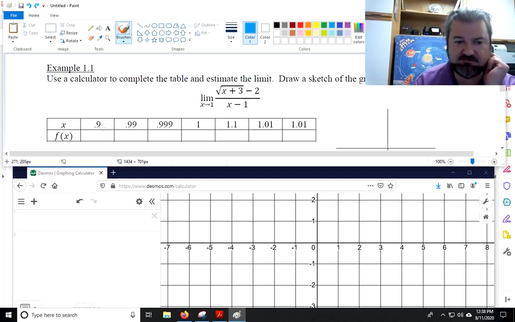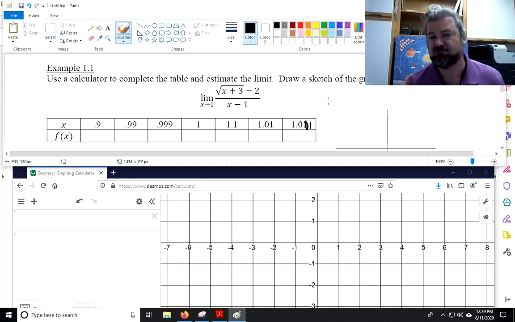So I've included in our table 0.9, 0.99, 0.999. So we're approaching that x value of 1. I've also included 1.1, 1.01, 1.001. I've included those as well because we need to check and see what x is approaching when x is less than 1, coming from the left, and we also need to check what it is approaching when x is coming to 1 from the right. I've also included the number 1 as well, so we can see exactly what happens at x equals 1.